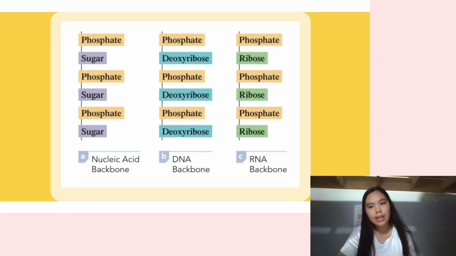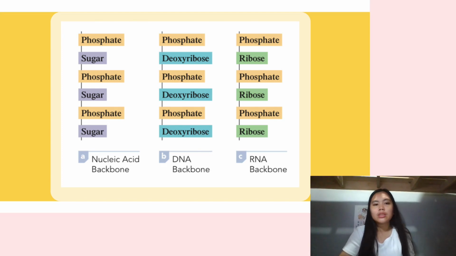So this is the nucleic acid backbone. I already mentioned that the nucleic acid is a chain of alternating sugar and phosphate groups. And this is the DNA backbone and the RNA backbone. They differ in their sugar molecules. The alternating sugar phosphate chain in a nucleic acid structure is often called the nucleic acid backbone. This backbone is constant throughout the entire nucleic acid structure.